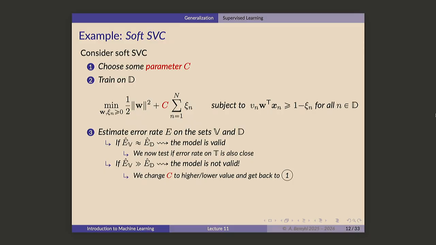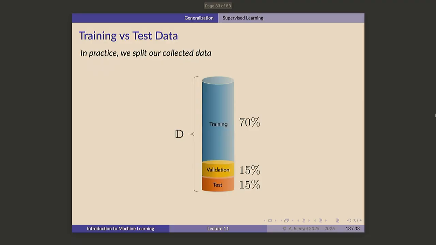Sorry, yes, just a clarification. Can you go back to the split? Here, yes. So this feels like we're using the 70% to do the training to get the parameters, and using validation to get the hyperparameters. Right.